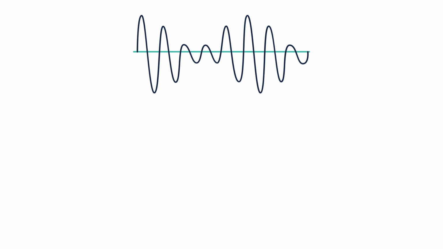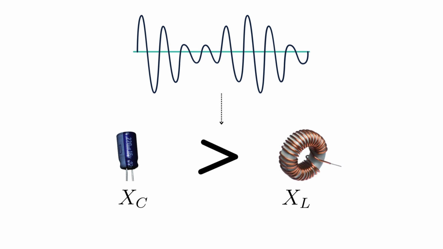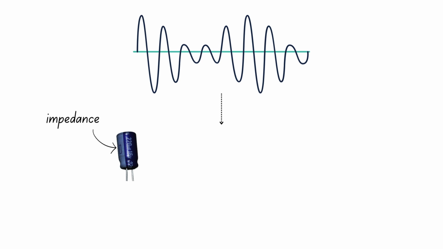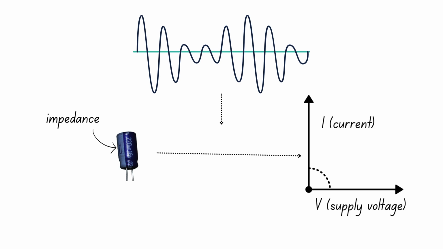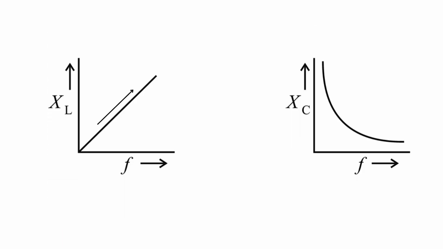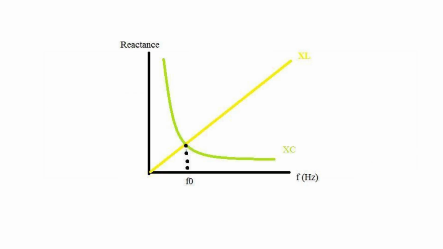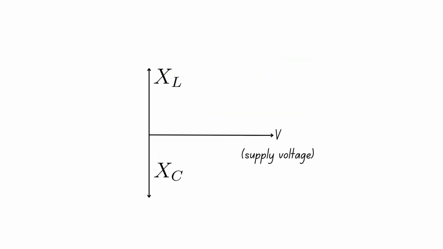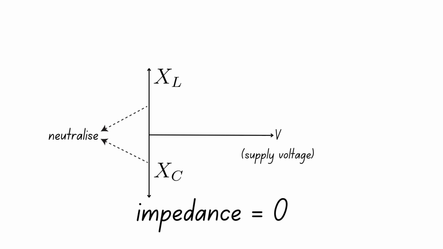At very low frequencies, capacitive reactance is generally larger than inductive reactance, resulting in a net capacitive impedance. This means that current leads the source voltage by 90 degrees. As the frequency of the source is increased, inductive reactance increases while capacitive reactance decreases. This means that there is a particular frequency at which the two are equal in magnitudes. Since their vectors point in opposite directions, the vector sum is zero. This means that the effects of inductive reactance and capacitive reactance neutralize each other, and the net impedance is zero.